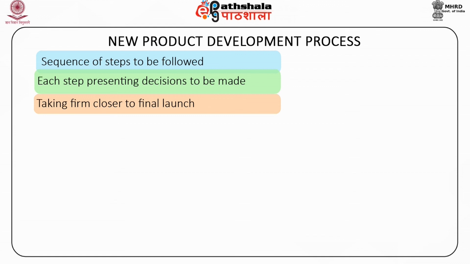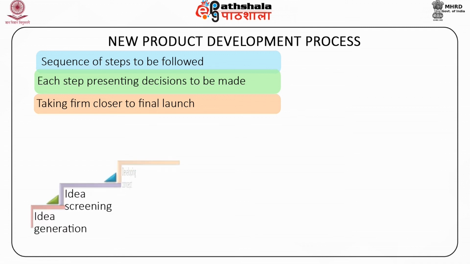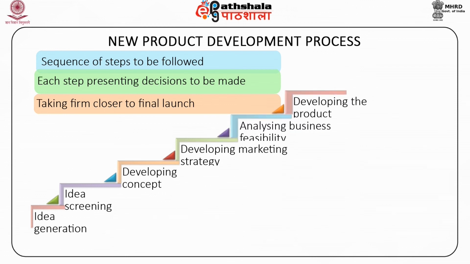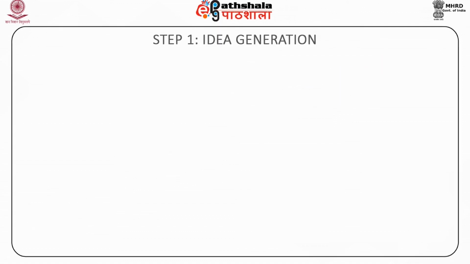As we can see in the diagram, the steps in the new product development process are idea generation, idea screening, developing concept, developing marketing strategy, analyzing business feasibility, developing the product, test marketing, launching the product. Now let us look at each step individually.